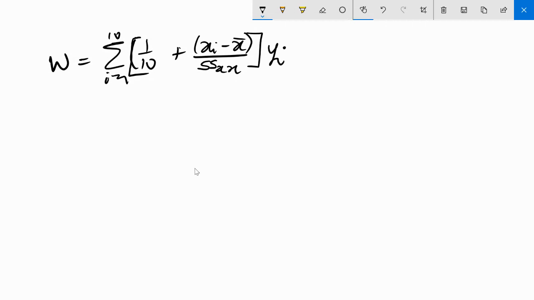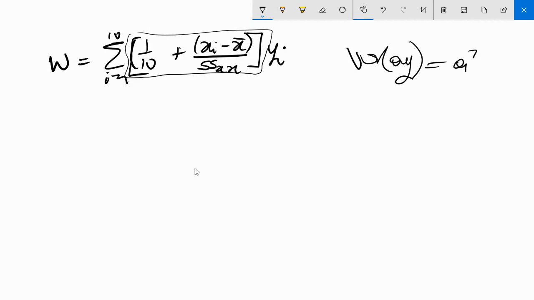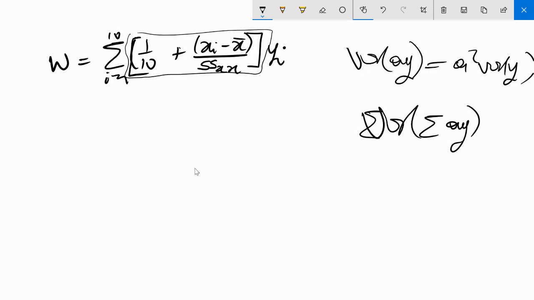And then yi. This part is a constant, as you can see. This part is a constant. This part is a constant. And we know that the variance of ay is a squared times the variance of y, and the variance of a summation of y is equal to a squared, summation, the variance of y.